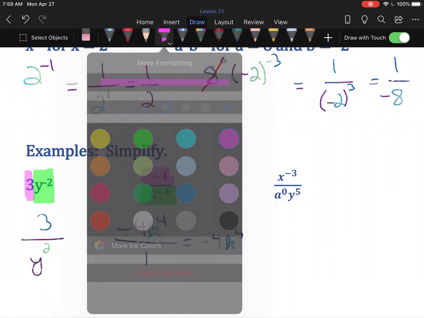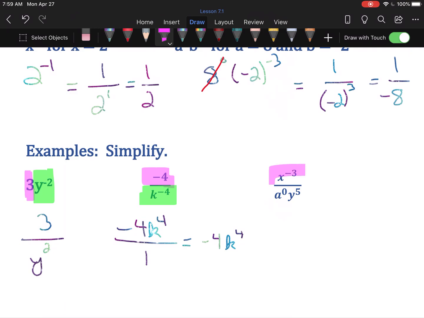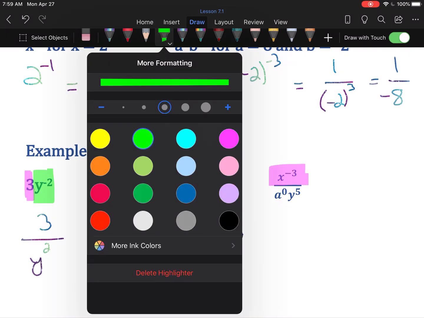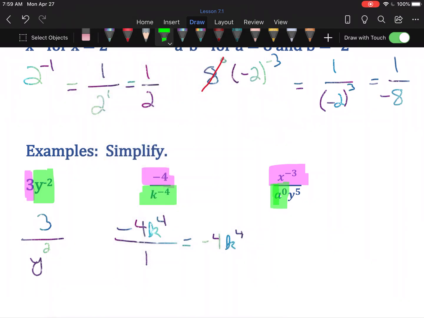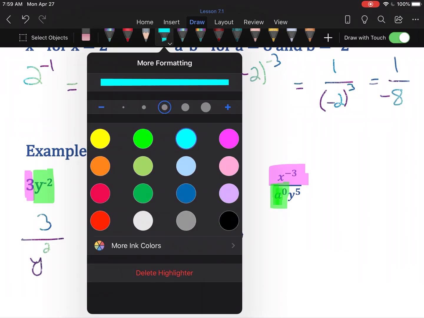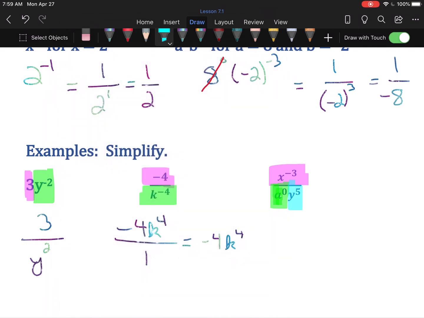Last example here. This guy has 3 parts. We have x to the negative 3. We have a to the 0. And we have y to the 5th. So when you look at these, x to the negative 3 is going to have to move because it's got a negative exponent. A to the 0, we're actually going to cancel because anything to the 0 power is 1, and 1, when we're multiplying and dividing, is trivial. It's pointless, doesn't do anything. And y to the 5th is fine, gets to stay exactly where it is because it's got a positive exponent.